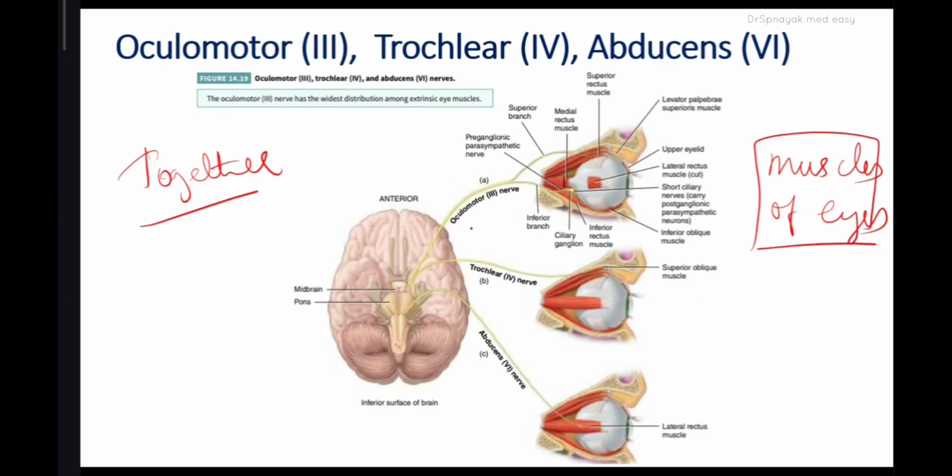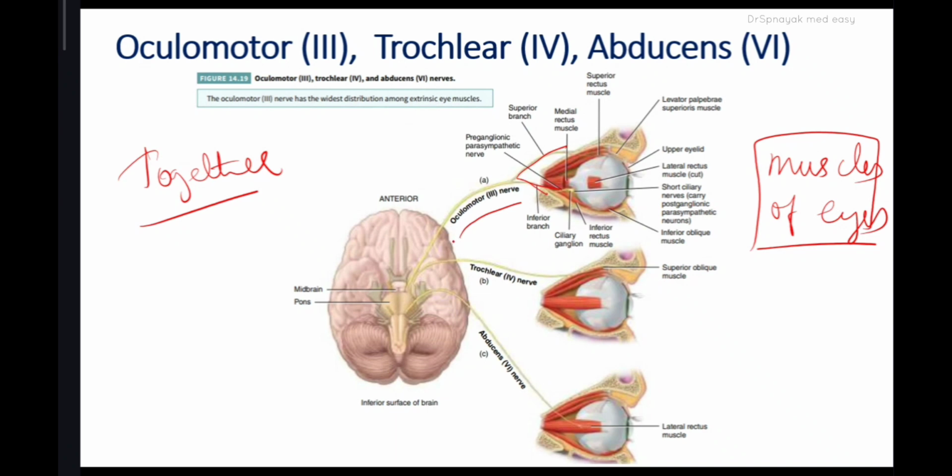The first one, the oculomotor nerve, has two branches. The first branch is the superior branch, which innervates the superior muscles of the eye, and the second one is the inferior branch. Both of these branches innervate the muscles of the eye, and they are helpful for eye movements.